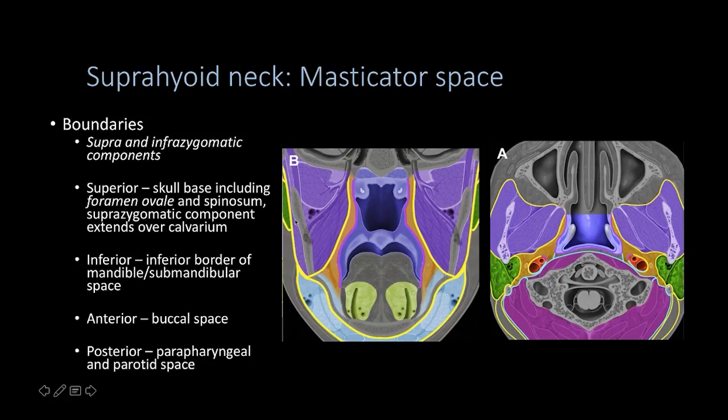Inferiorly, this deep cervical fascia is going to extend over the inferior border of the mandible. Anteriorly, we have this fat-filled buccal space, and then posteriorly, we have our parapharyngeal and parotid space.